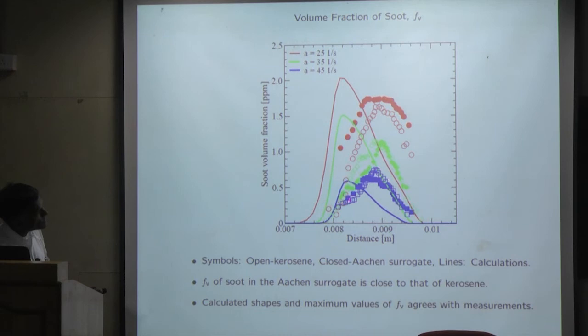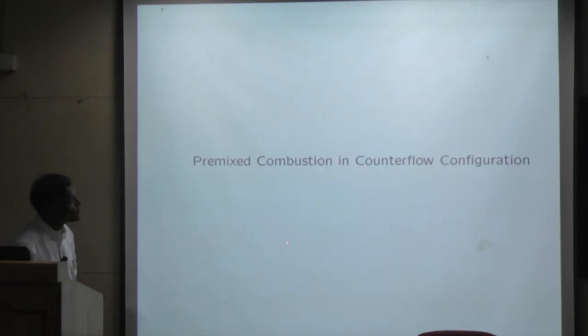I showed before that experimentally the Aachen surrogate accurately reproduces the volume fraction of soot. And again, these are numerical calculations. At least the order is maintained very well, as you increase the strain rate in that direction. So the order is maintained, and this is again considered to be a reasonable prediction.